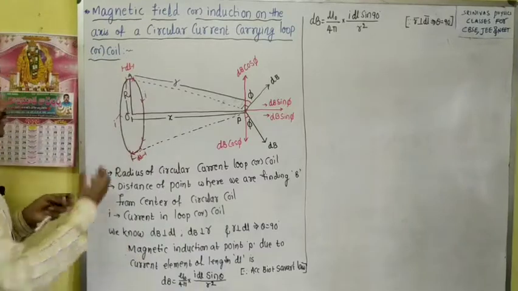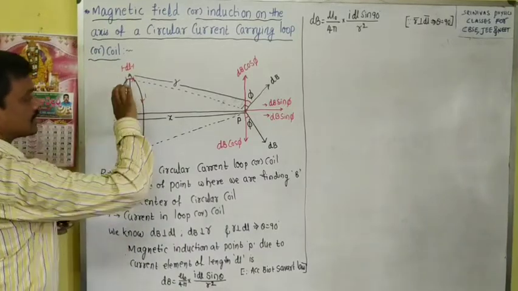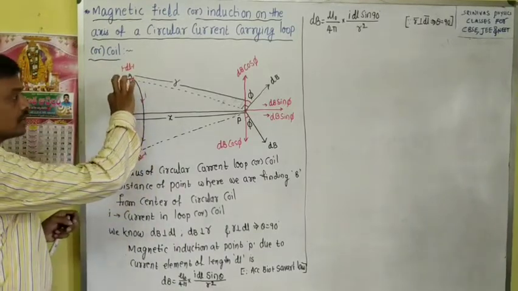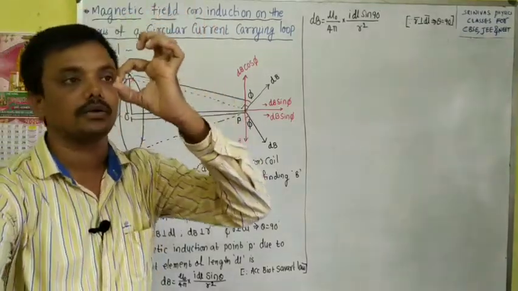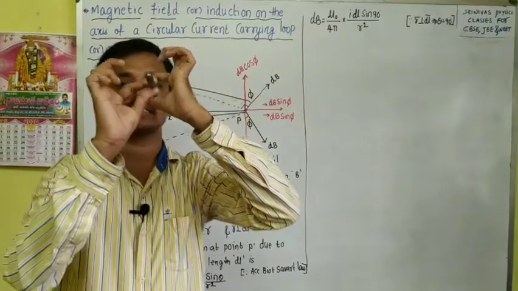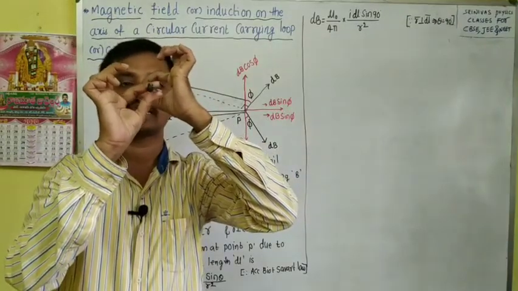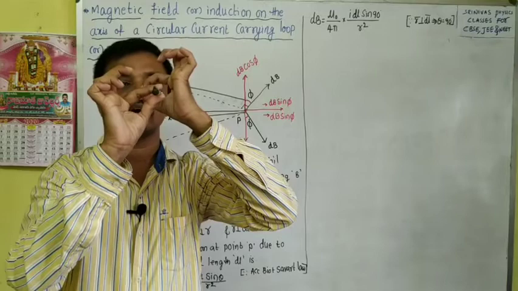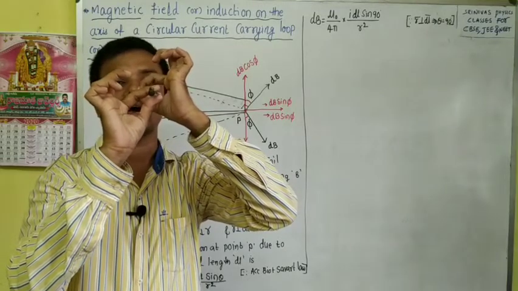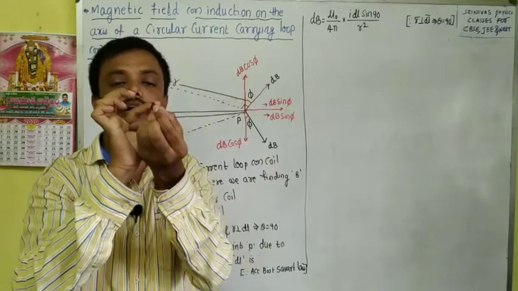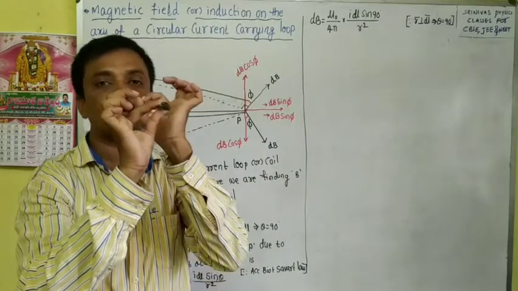Let us see a circular current carrying loop. This is a circular current carrying loop, and its axis is this one. This line, the pen, is the axis of the circular current carrying loop. And on the axis, at a certain point, here I want to find out the magnetic induction.